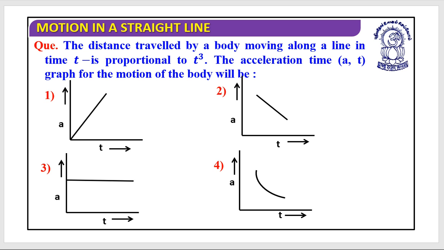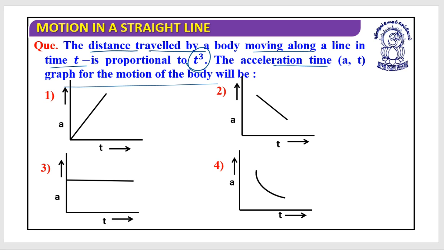What they have given is that the distance traveled by a body moving along a line in the time t is proportional to t cube. You need to find out the acceleration versus time graph. If you wish, you can go through the question one more time. The distance traveled by a body is proportional to the cube of the time, and you need to find out the acceleration versus time graph for this situation.